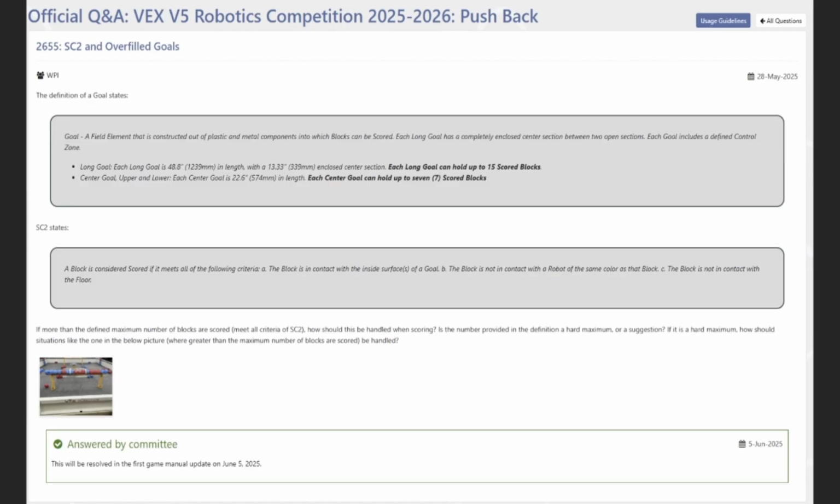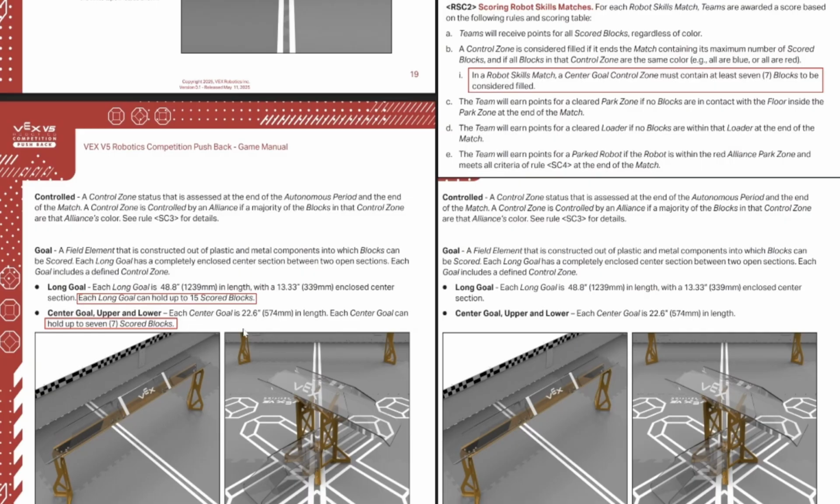Next up is something that I actually missed in the game manual update yesterday, as it wasn't in any of their change logs. This question was regarding the game manual, which used to say each long goal can hold up to 15 blocks and each center goal can hold up to 7 blocks. However, you could fit more in. That's a goal with, I believe, 16 blocks in it. And basically the answer was the GDC just removed the limit.